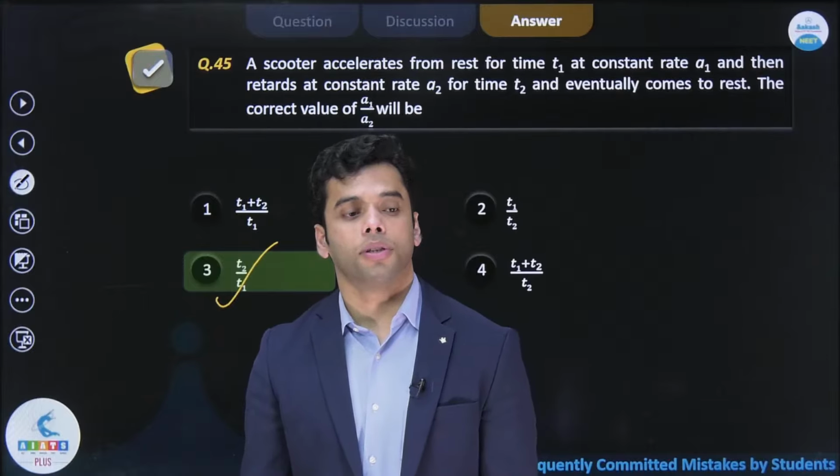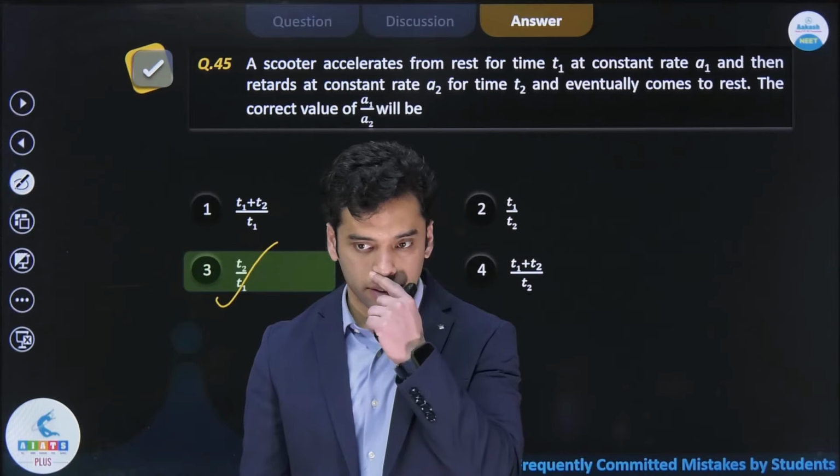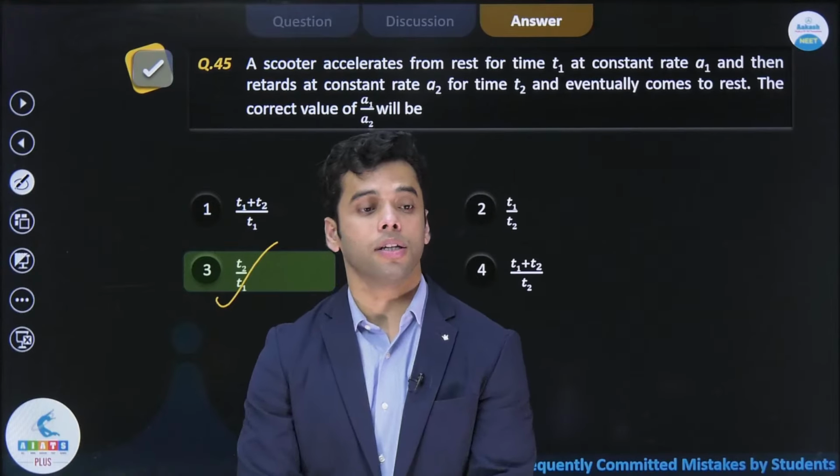Okay, so option 3 is the correct answer to this question. I hope कोई और डाउट मुझे लग नहीं रहा है बेटा यहाँ पे है किसी के पास.